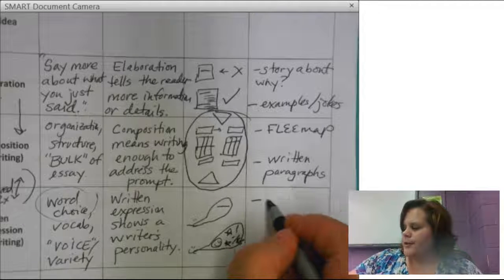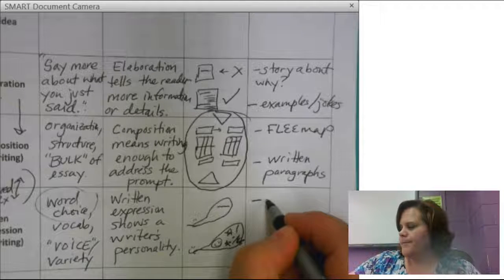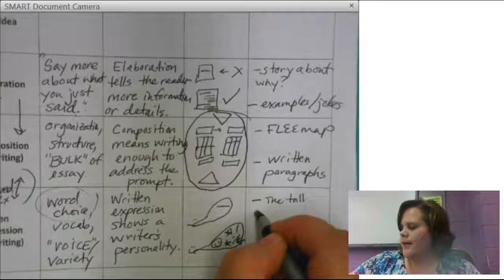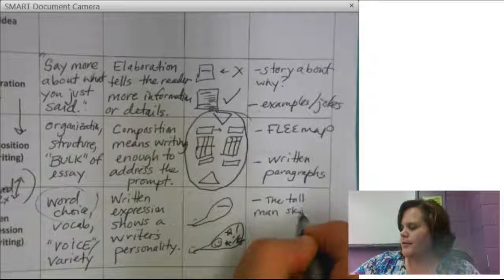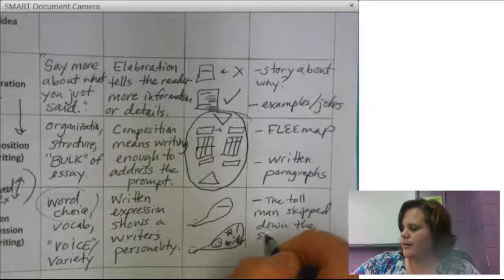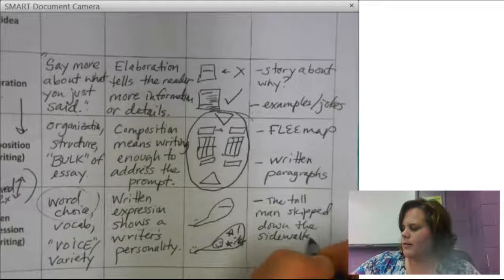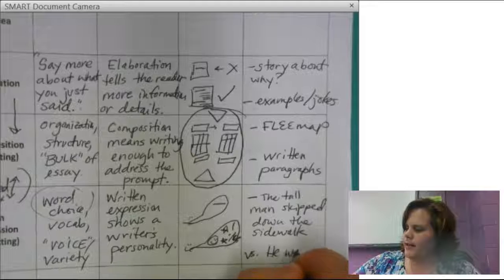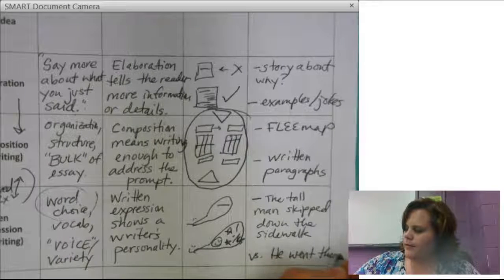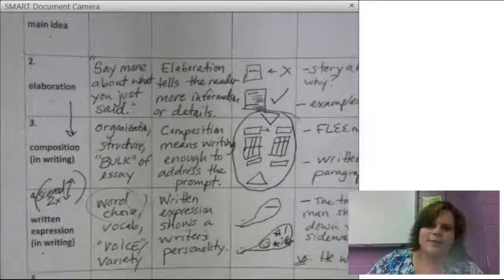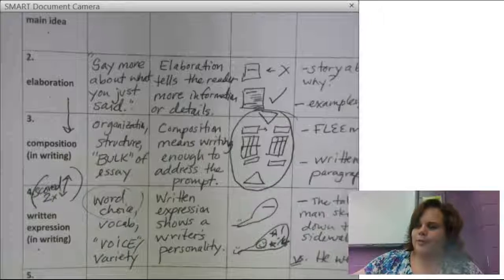So, an example of written expression maybe would be the tall man skipped down the sidewalk versus he went there. This one, maybe. This one, no. Come up with your own example if you like, but you need an example of written expression.